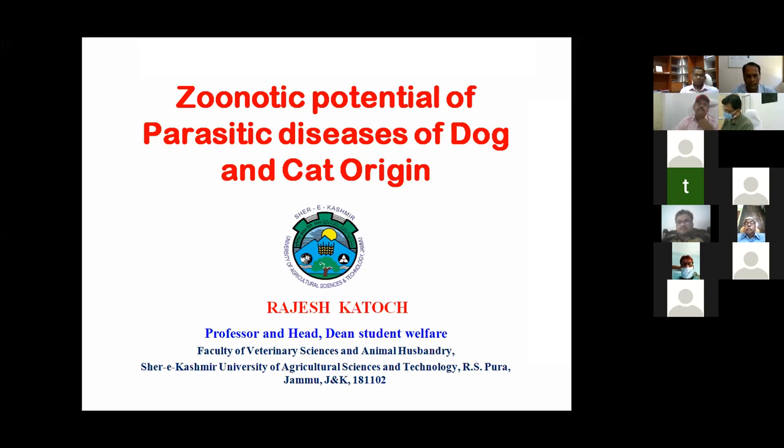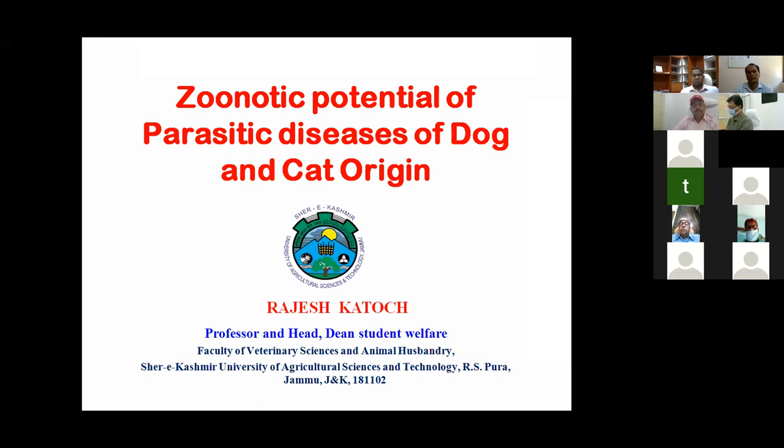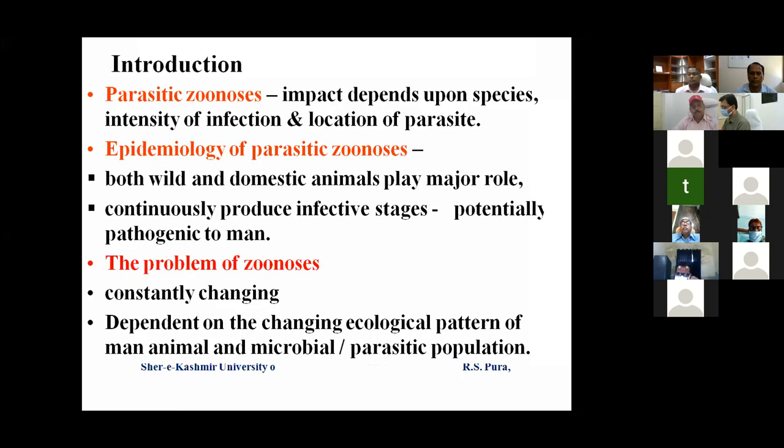So today's topic is the zoonotic potential of parasitic diseases of dog and cat origin. It has immense importance because with the upcoming of towns and nuclear families, people are keeping dogs and cats as their pets, but they are not following the protocols which are to be followed. So they are suffering from diseases of parasitic origin. I'm talking only of parasitic origin. Remember that I'm not taking diseases of bacterial, viral or fungal origin.